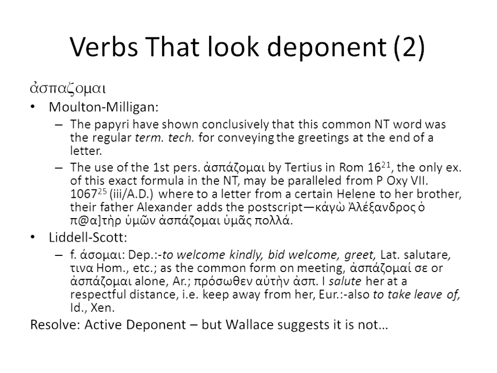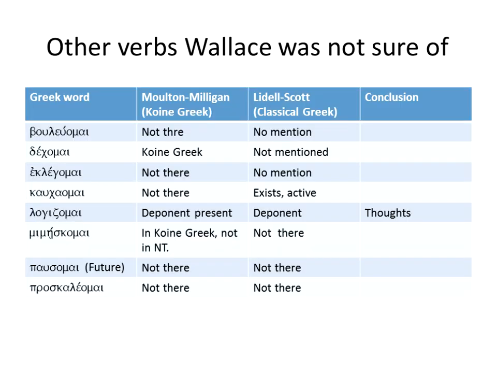We have aspazomai, which means to greet, to welcome, and it's often written in a letter. Now, Moulton Milligan showed conclusively this was a technical term for the greeting at the end of the letter. Liddell Scott suggests that it's deponent in the classical Greek. It seems to have an active form. Is it active deponent? Wallace just suggests it's not. You would have to footnote that it probably is deponent in your definition. So those are the two that are really there.